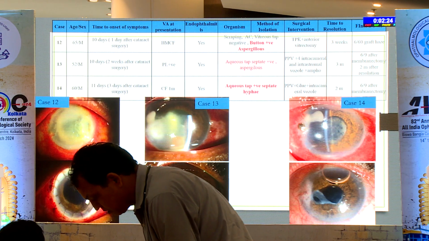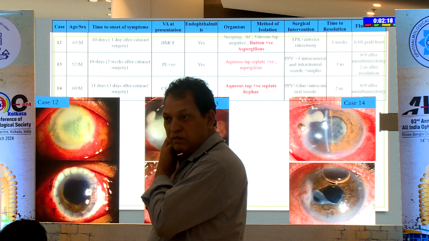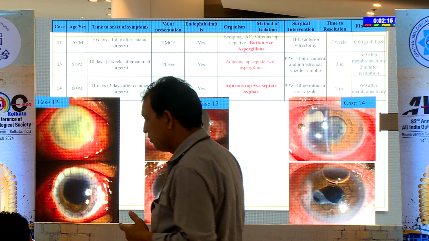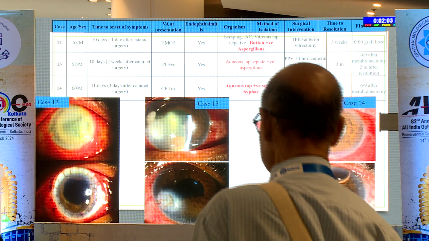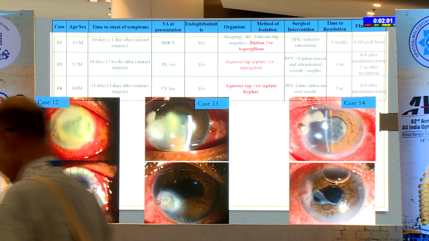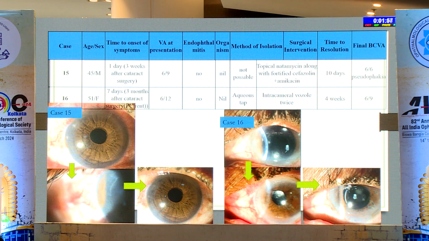I would describe case 13 and 14 in which there was hypopyon and intracameral exudates. It was a fungal ball in the AC. So both these patients resolved with repeated intracameral intrastromal injections, and finally there was a membrane at the level of the IOL. After the resolution of the corneal infiltrates, a membranectomy was performed, and both these patients regained vision of 6/9 after membranectomy.